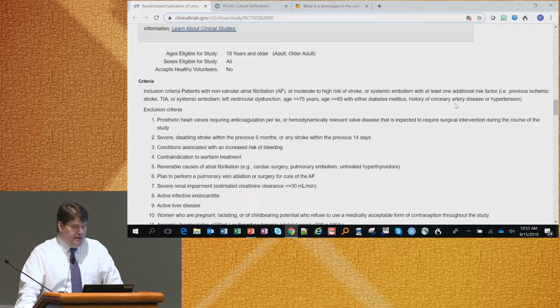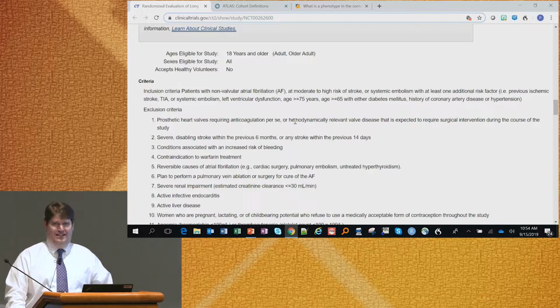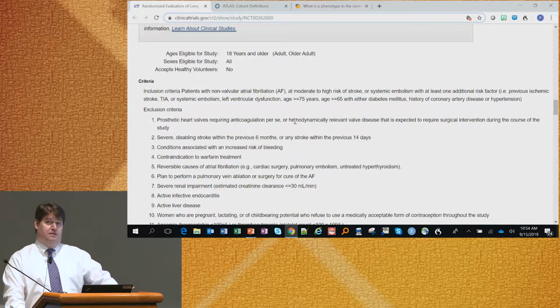The first exclusion criterion says we don't want prosthetic heart valves requiring anticoagulation, or any valve disease that might require surgery. This is basically saying that it's not valvular if you have these issues. So anybody who may develop a valvular problem should be excluded. Now remember, we also said that we don't want to think in terms of exclusions; we would like to describe this as an inclusion.